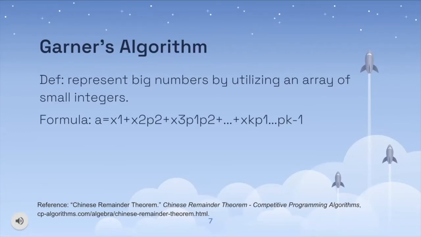It states that A equals x1 plus x2 times p1 plus and so on until xk times p1 until p(k-1). This formula is also called the mixed radix representation of A, and Garner's algorithm computes the coefficients x1 until xk.